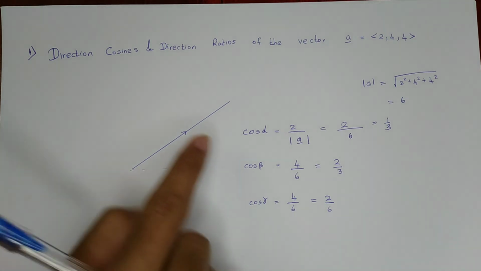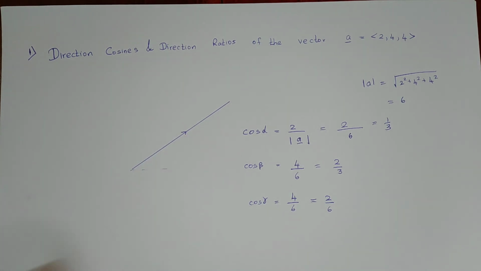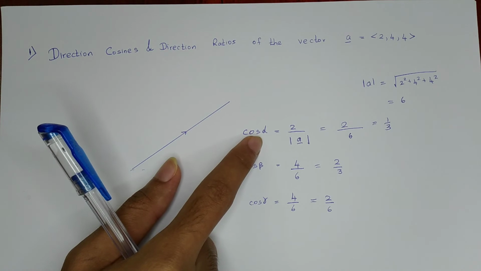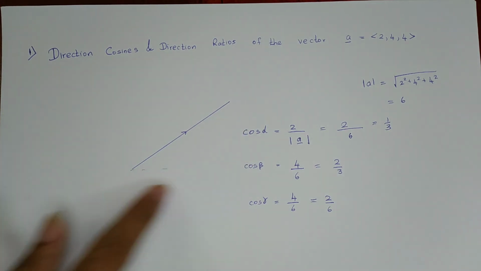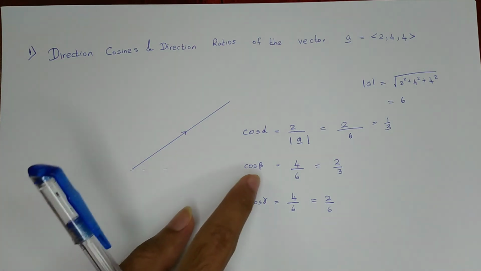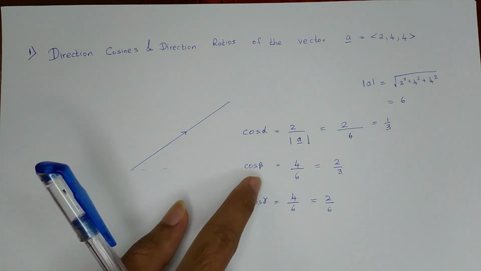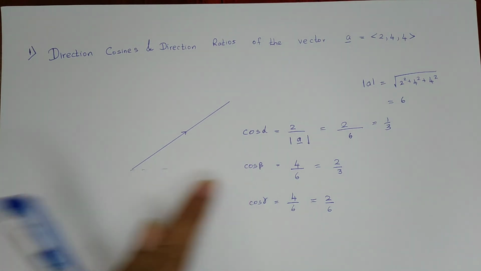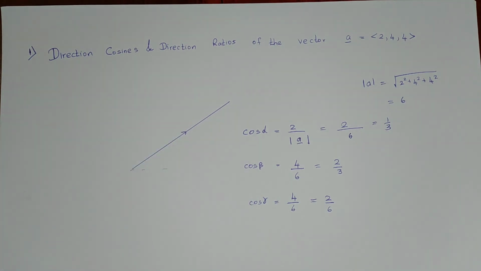So if they ask about direction cosines, you need to find all three. But remember, you need to mention that alpha is the angle between the x-axis and the direction vector. Likewise, you need to define beta too. When you are answering for beta, you need to mention that beta is the angle between the y-axis and this direction vector.